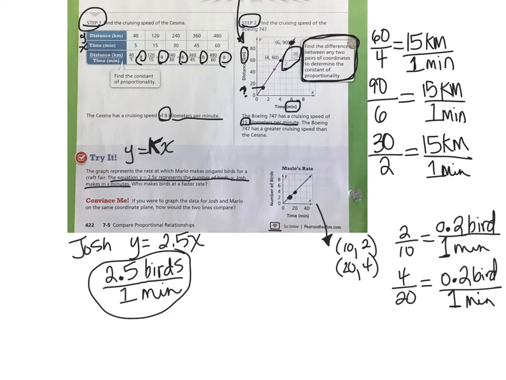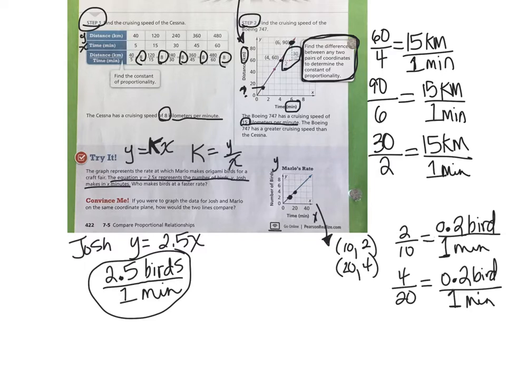In this try it problem, using the equation for Josh, y equals kx, and y equals 2 5/10 times x, means that Josh can make 2 5/10 birds in 1 minute. Remember that the 2 5/10 is the number of birds, that's your y number, because your k value is equal to y divided by x. Remember, y is your birds, x is your time.